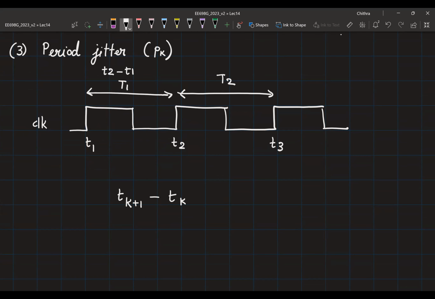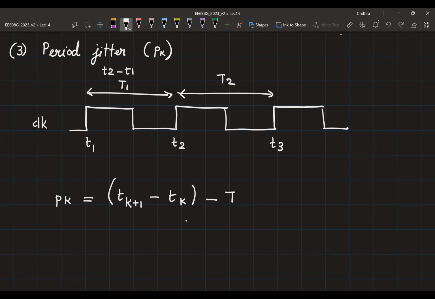right? But can I use this as my jitter quantity, or do I need to do something to make it 0 mean? If I look at the mean of all the Tk plus 1 minus Tk, what would be that value? It will be equal to the ideal time period, right? So if I'm only interested in the variation, I might as well subtract the mean from it, right? So I can do minus T. So this is the definition of the period jitter.